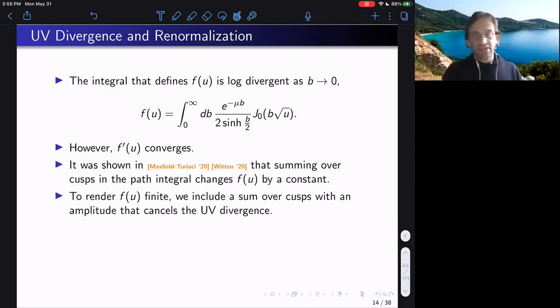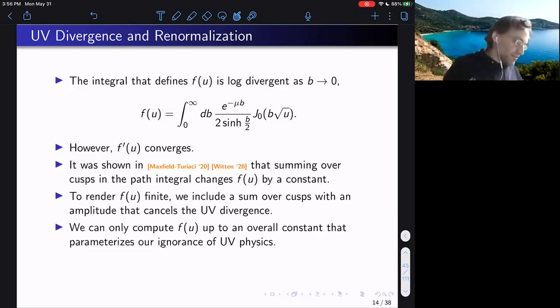So basically, the idea is that summing over n world branes by itself isn't a nice thing to do. Instead, we have to sum over n of the world branes and cusps. And the cusps will have an amplitude that will cancel the UV divergence of the end of the world brane. And so what this means is that we have f of u up to an overall constant, and we just think of this as parameterizing our ignorance of the UV physics.